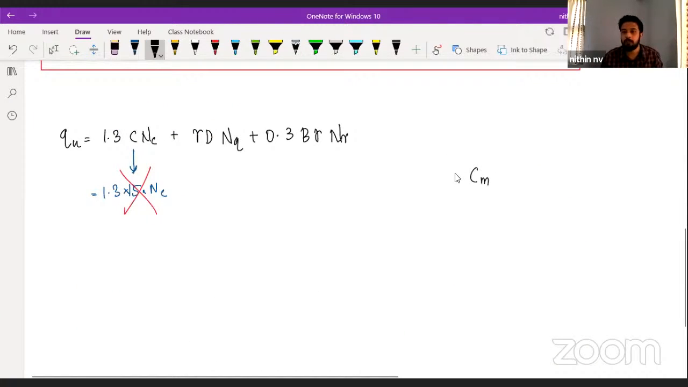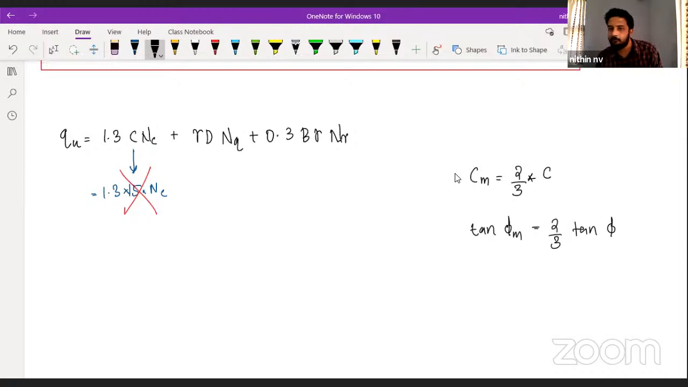Just remember, the mobilized cohesion will be reduced, it is 2 by 3 of the C value. C value is nothing but 15 only, but the value which we are going to take in the equation will be the mobilized value, 2 by 3 c. Similarly, your mobilized angle of internal friction phi m will be tan inverse of 2 by 3 tan phi. We can calculate it, don't worry.